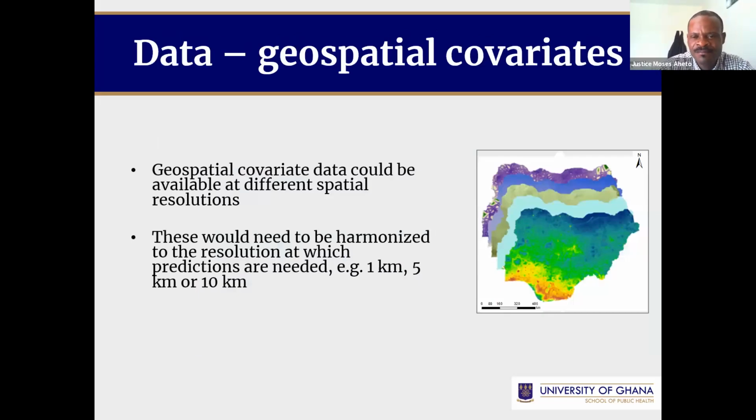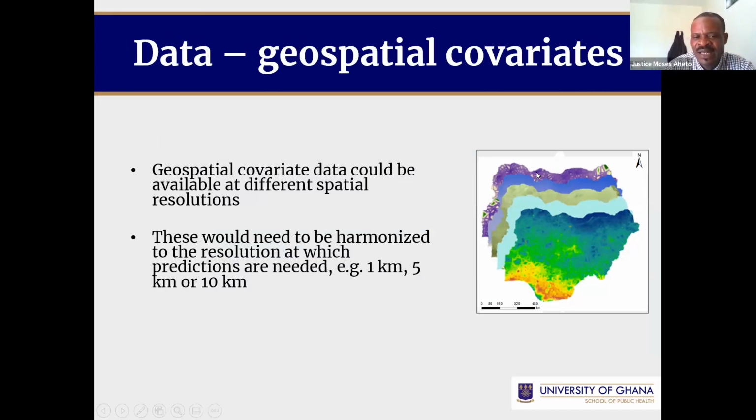Okay, so this is just to showcase what we call the geospatial covariate. Each of these layers on the right side is indexing a different geographical covariate. Maybe the first one could be a vegetation cover or index. Maybe this could be precipitation. This could be altitude. This could be a poverty index.